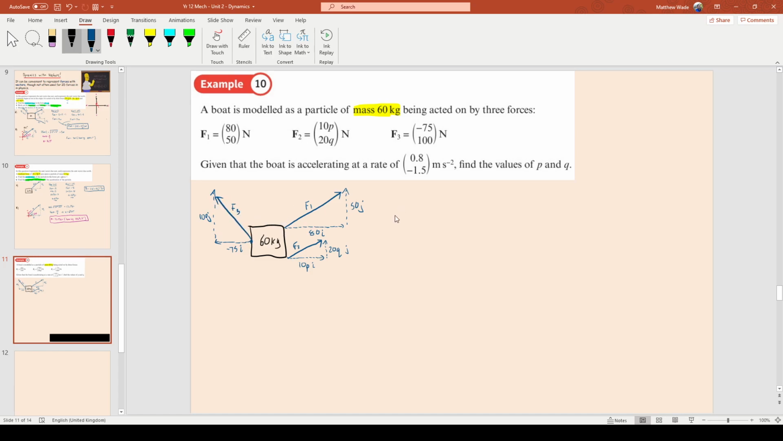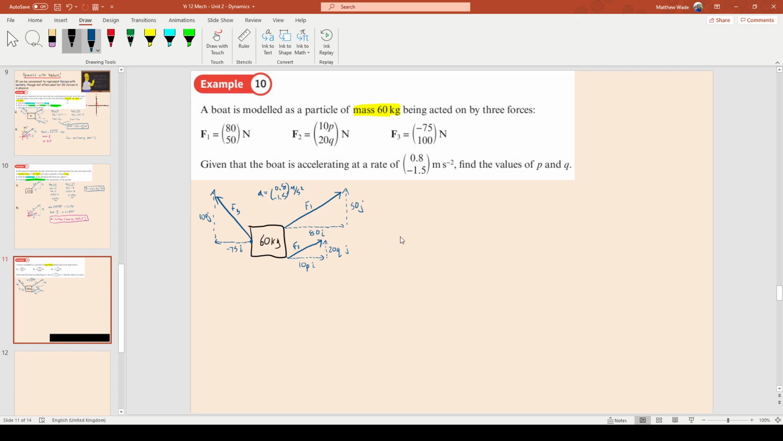Now, it does say it's accelerating. It says it's accelerating at a rate of 0.8 horizontally and minus 1.5 vertically. It's bizarre to actually put that on the picture, so I'm not going to. I'm just going to write this. A is 0.8 and minus 1.5, meters per second squared, instead of actually drawing it as an arrow, because I think it'll just be awkward.